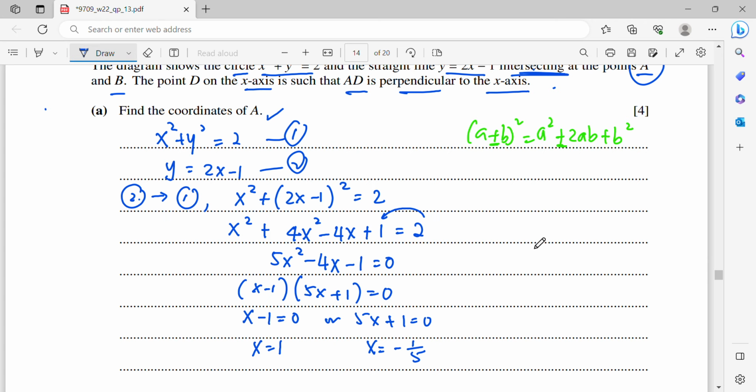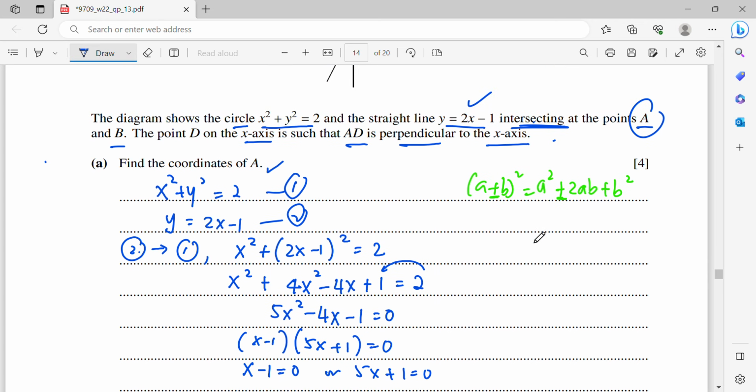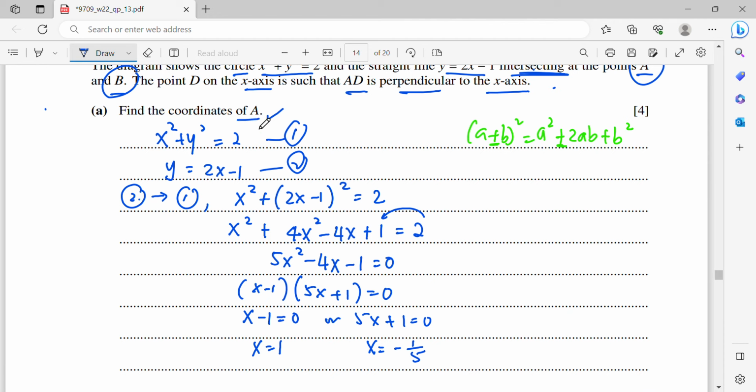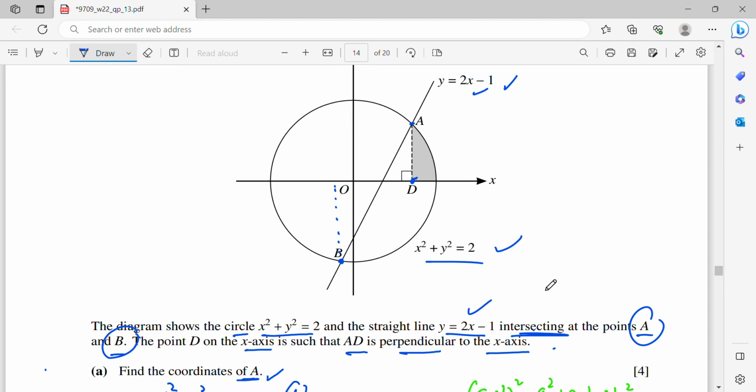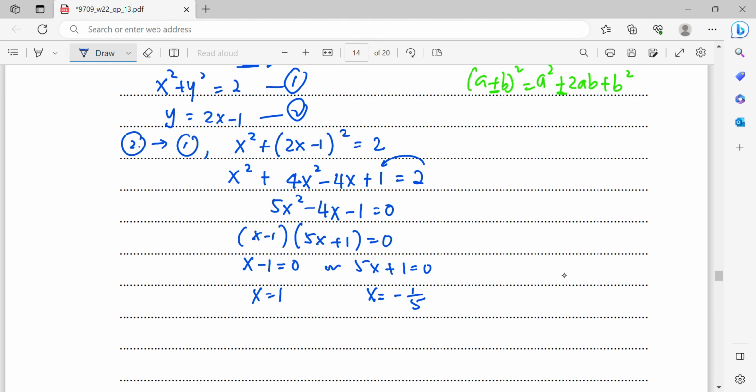Now, let's look at the diagram, because just now we know that there are two intersection points, A and B. We are interested in getting the coordinates of A now. So we have to choose a proper x. From here, obviously your A has a positive x coordinate. Then B will have a negative value for the x coordinate. Okay, so from here, I will choose x equals 1.